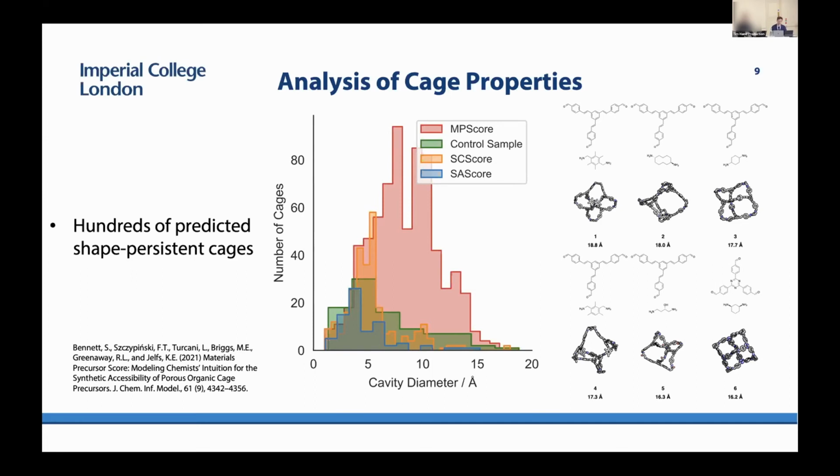We're also promisingly able to identify some larger cages as well, including those with a cavity size of greater than 16 angstroms, which can be seen on the right-hand side. And while it wasn't the direct goal of our model, we also found that our model was more likely to select precursor combinations that favored the formation of shape-persistent cages compared with the SE score and the SA score, and also a randomly selected control sample. And this suggests that our model could be relatively useful for experimental chemists when designing cages, as it not only was able to predict easy-to-synthesize precursors and bias towards those, but also precursors that were more likely to form a cage with a shape-persistent cavity.